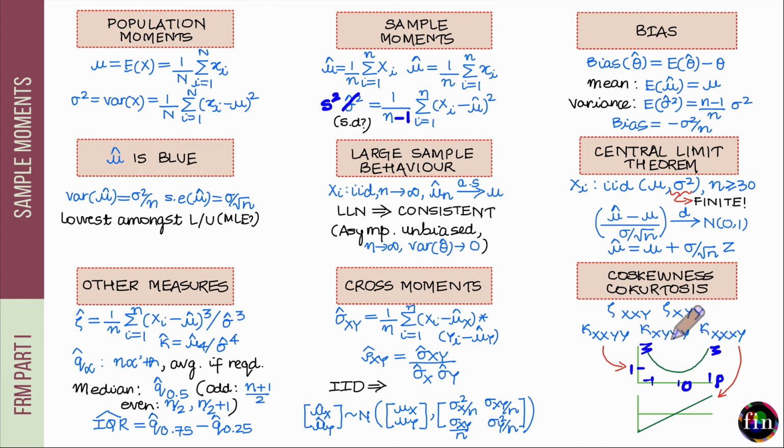For asymmetric cokurtosis, this is how the plot looks with respect to rho. When rho is 0, this asymmetric cokurtosis is also 0. When rho is plus 1, it would be plus 3. When rho is minus 1, it will be minus 3. Okay? This video was a quick review of this reading on sample moments.